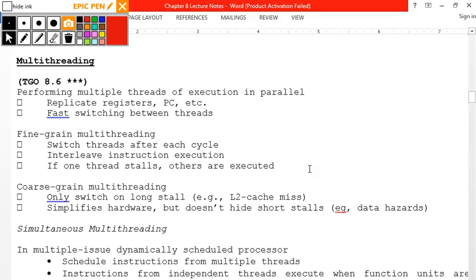And so we have differences here between fine-grained multithreading and coarse-grained multithreading. In fine-grained multithreading, you're switching threads after each cycle. Every cycle, you go to a different thread. You interleave the instruction execution. So once you do a different cycle, you're doing a different thread with the processor. And if one thread stalls, you then go to another execution.